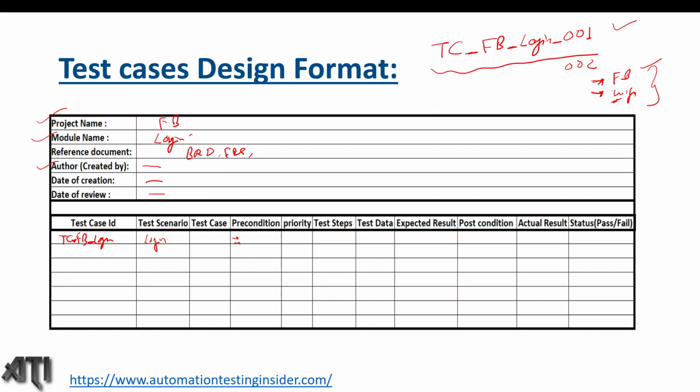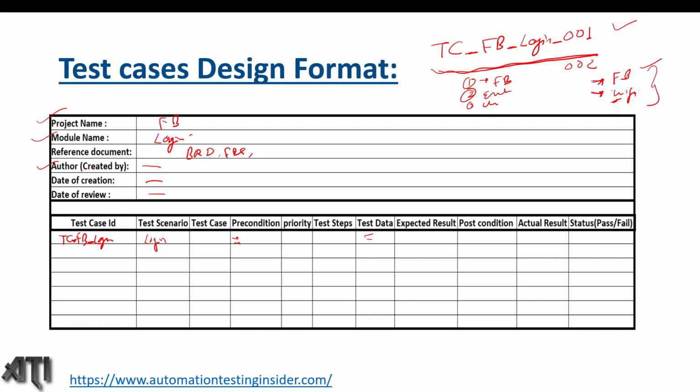Test steps. Now here we'll write the test steps. So what are the steps to test the login functionality? First one is navigate to FB page, the second one is enter username and password, and third one is click on sign in button. So these are some of the steps of writing the test cases. Test data. Here we'll provide the username and password which we are using for this particular test case, and expected result. Expected result is nothing but what should be our expected result for this particular test case.